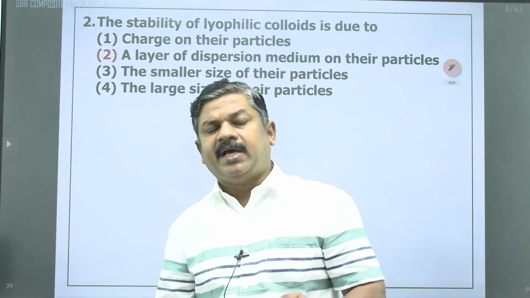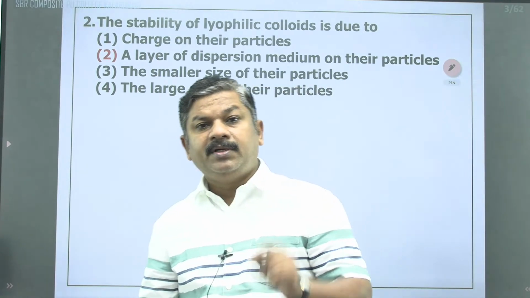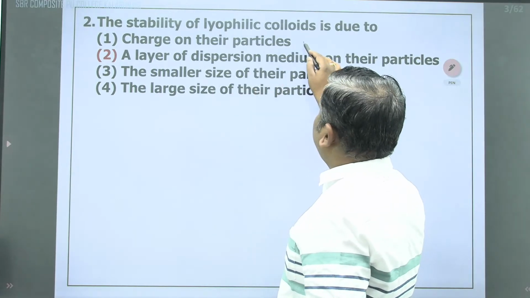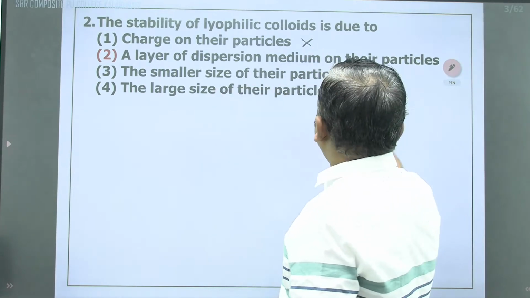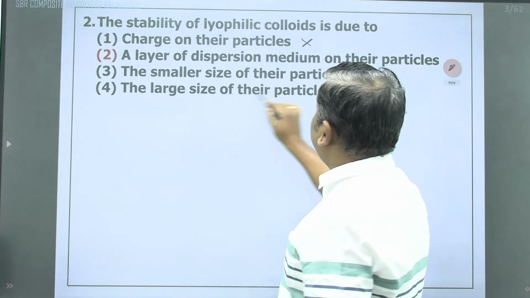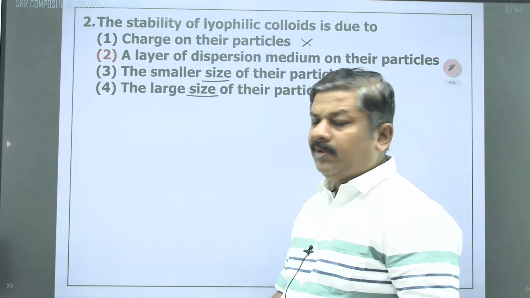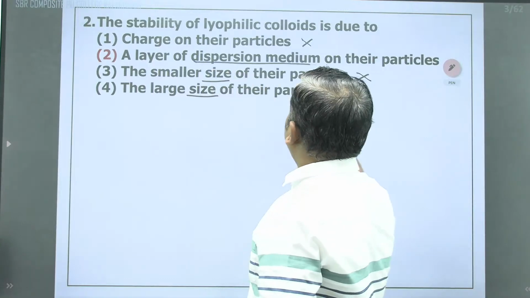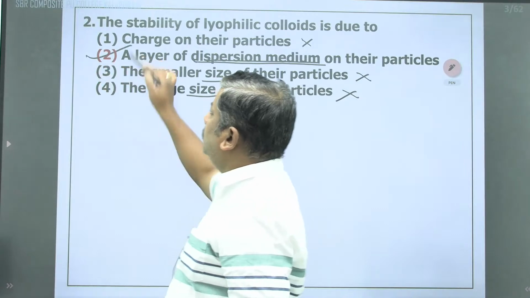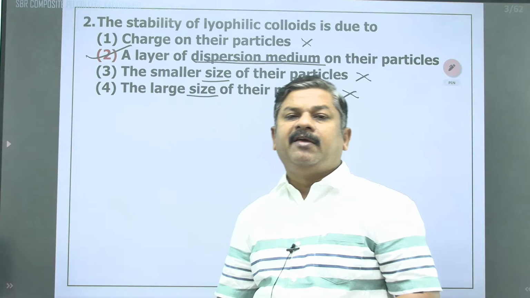The second one is the charge. Compared to charge, the stability of colloids is mainly because of the degree of solvation or hydration. Here, charge on their particles is not considered. A layer of dispersion medium on their particles is true to some extent, while smaller size is not correct. Larger size is also not correct, since the size of the particle is not related to stability. It is the presence of dispersion medium around the particles of the lyophilic colloid, so a layer of dispersion medium on their particles is responsible for the stability of the colloid.